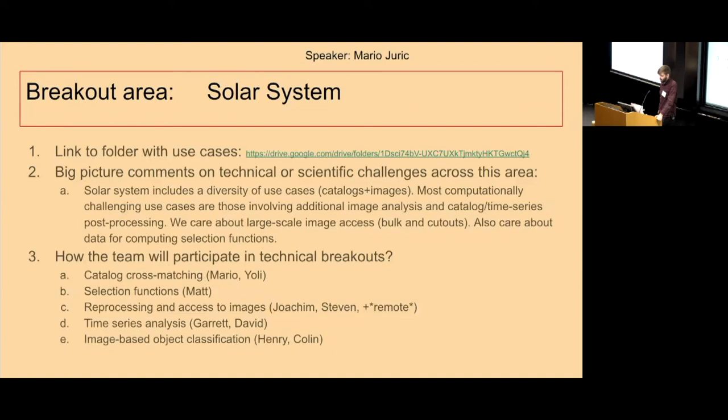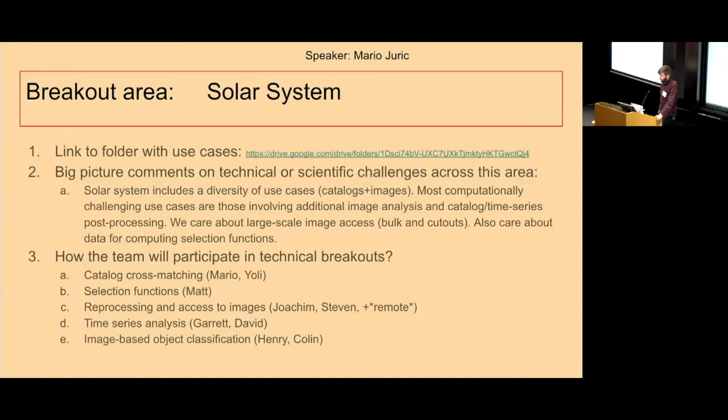So what this group cares about is large-scale image access, so both bulk and cutouts. In the case of cutouts, we know that roughly 1 in 10,000 objects is active, but you don't necessarily know that until you try to look at all the objects, even including co-adding their postage stamps and looking for activity. So we need access to those.